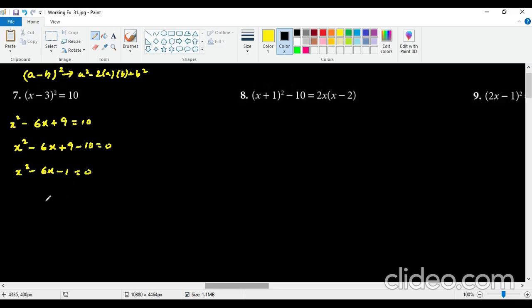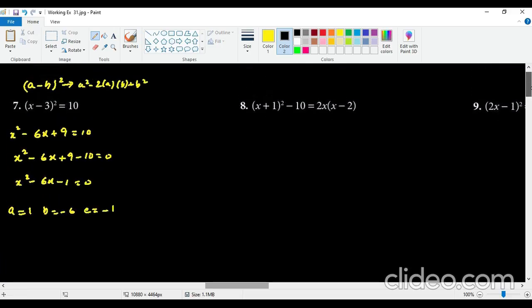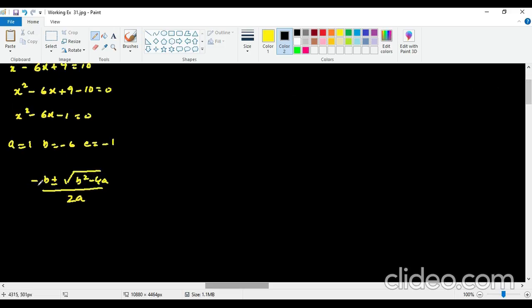Now this question also has to be solved using the quadratic formula. When using the quadratic formula, we should know the values of a, b, and c. The values of a, b, and c are going to be a equals 1, b equals negative 6, and c equals negative 1. Now in here, I will put the values using the quadratic formula. That means minus b plus minus under root b square minus 4ac over 2a. By this time, you must memorize this formula to get the best. And this is equal to x.